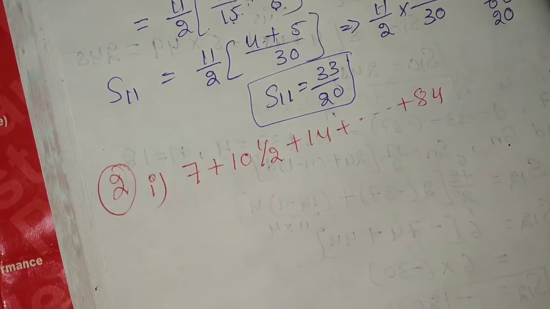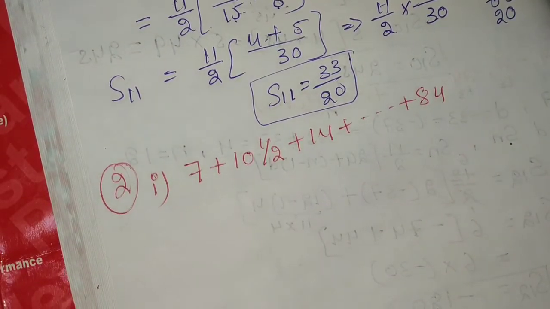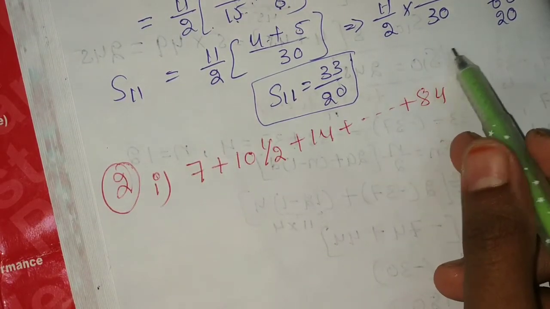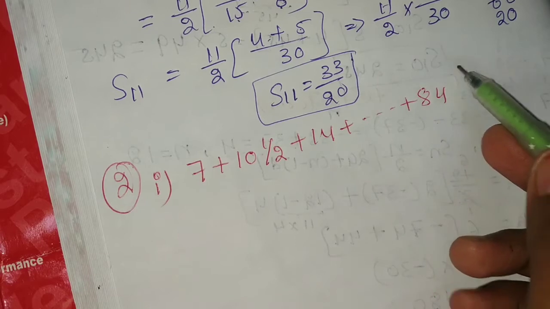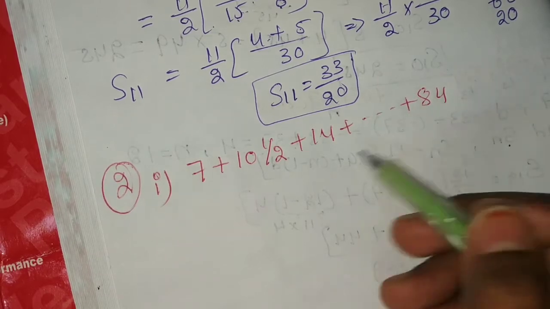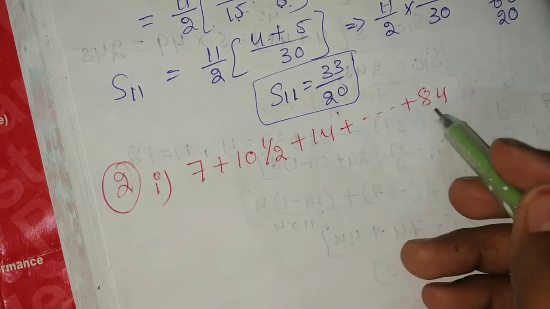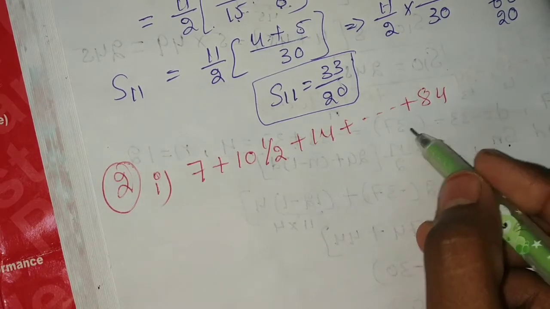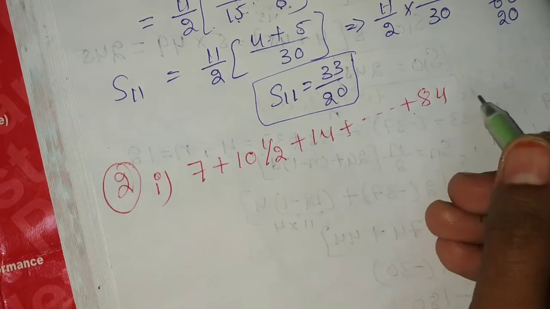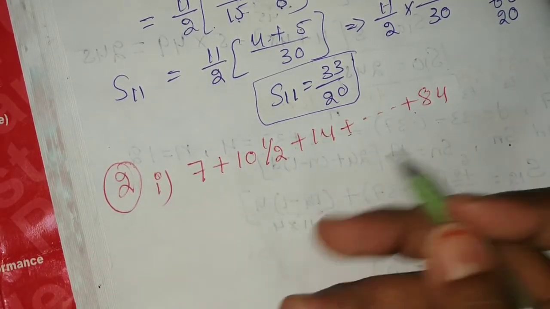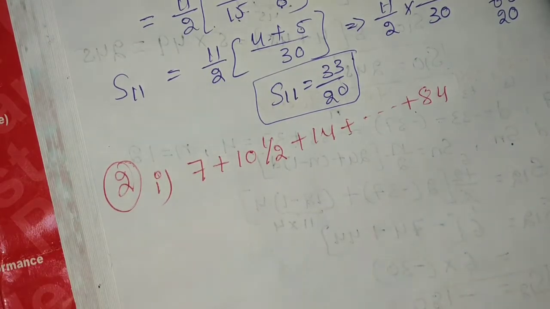Let's go for the next, second question. Check the second question. So what they given? We need to find the sum of these terms. Actually, before, in the question they gave how many terms there are, small n. But here we need to find the small n. Are you getting? First of all we need to find what small n is, that is the number of terms. After that we can find the sum of n terms.